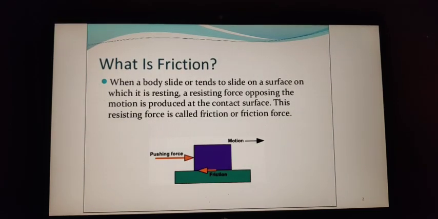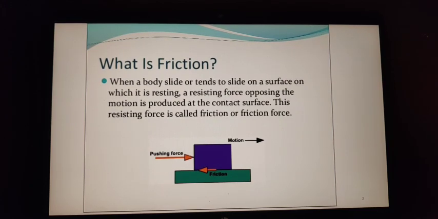When a body moves or tends to move over another body, a force opposing the motion develops at the contact surface. This force, which opposes the movement or the tendency of the movement, is known as frictional force or simply friction. So friction is nothing but the resistive force offered by a body when another body slides over it.